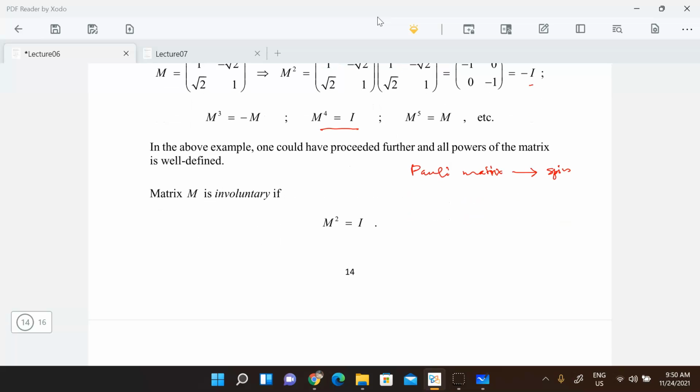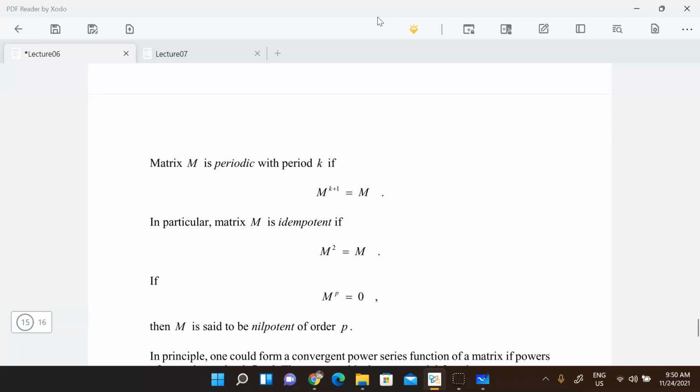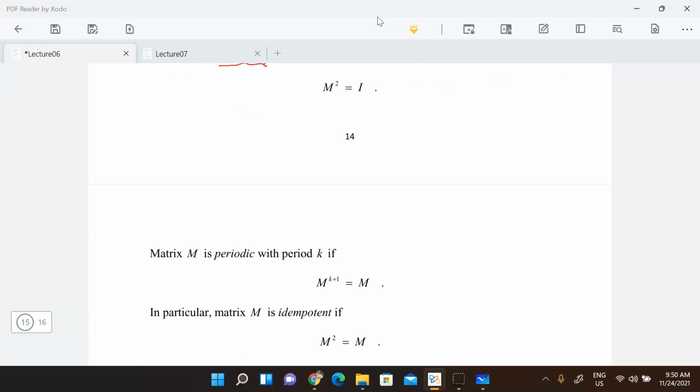If your M squared equals I, this is what we call an involutory matrix. I think if I'm not mistaken, there's also sometimes called anti-involutory, but probably it's not standard enough. So M squared equals I.